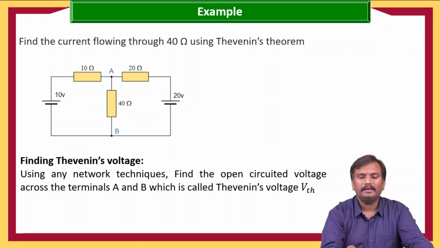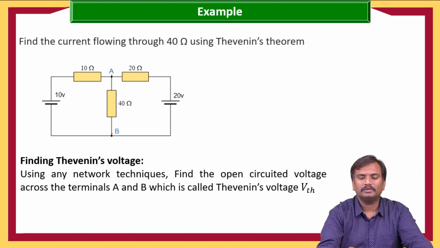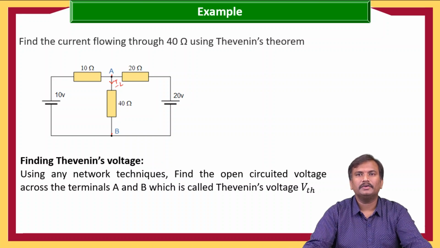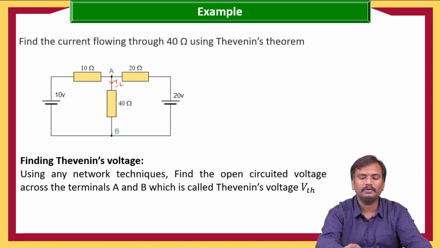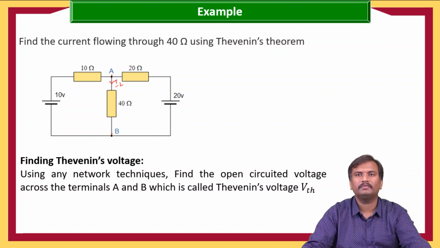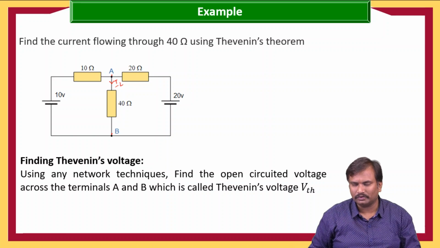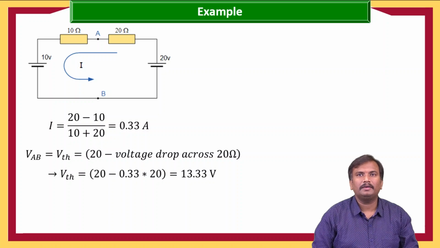Three resistors are connected, and now we need to calculate the Thevenin equivalent between these A and B terminals. So we need to calculate the current flowing through 40 ohms by using Thevenin's theorem. So we have to remove the 40 ohm resistance. That is our first step in Thevenin's theorem. After removing the load resistance, our circuit will become like this.